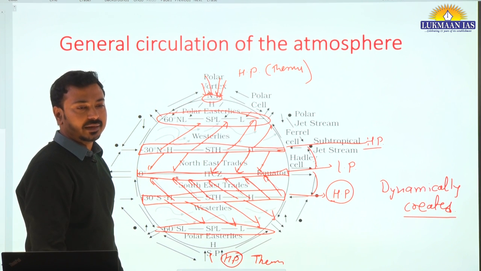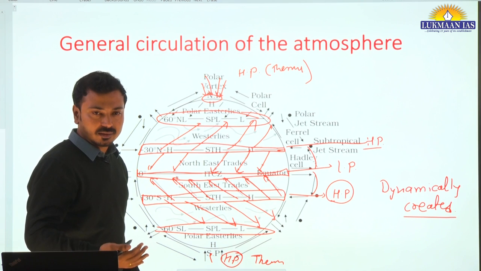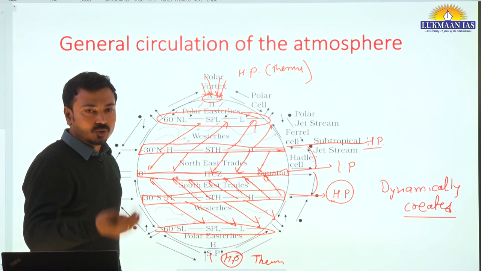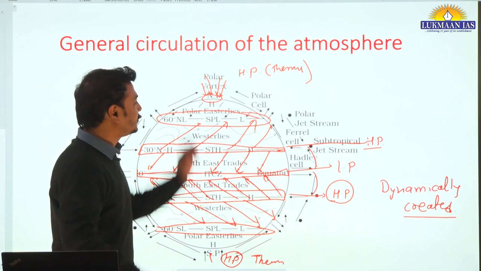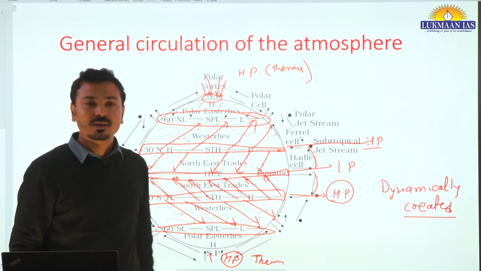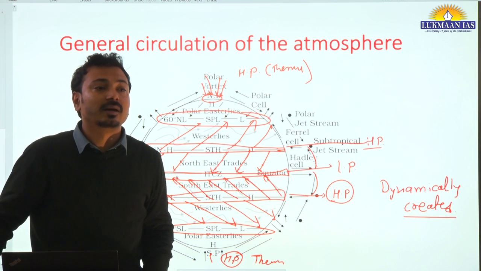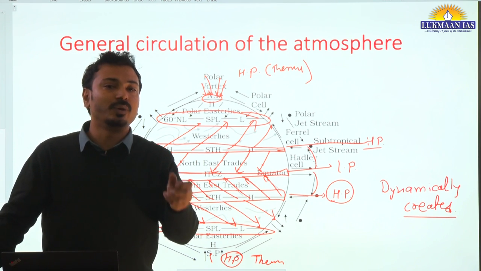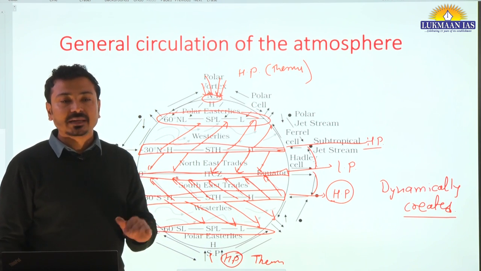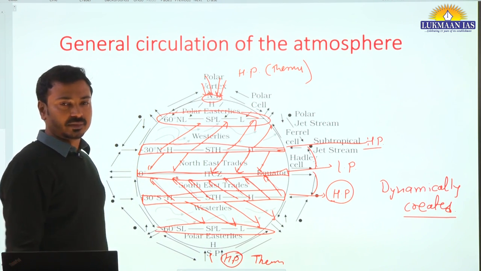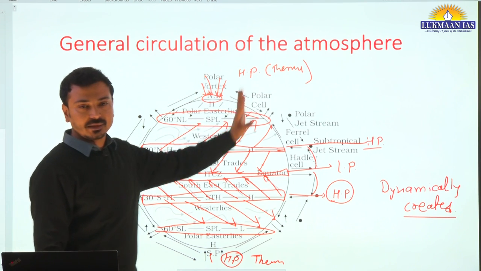When I say thermally created, that does not mean कि वहां पे rotation of earth का effect नहीं है. It does not mean there is no Coriolis force. Just now we learned that there is high effect of Coriolis force as we move towards the pole. But in the polar region, the thermal effect dominates the Coriolis effect. Try to understand this. And that's why we are saying that it is a thermally created high pressure belt.